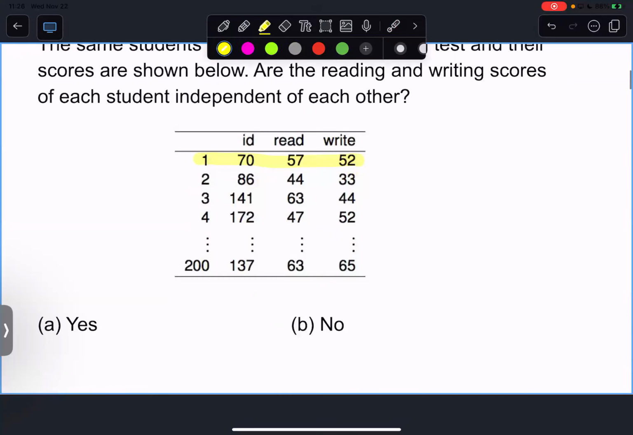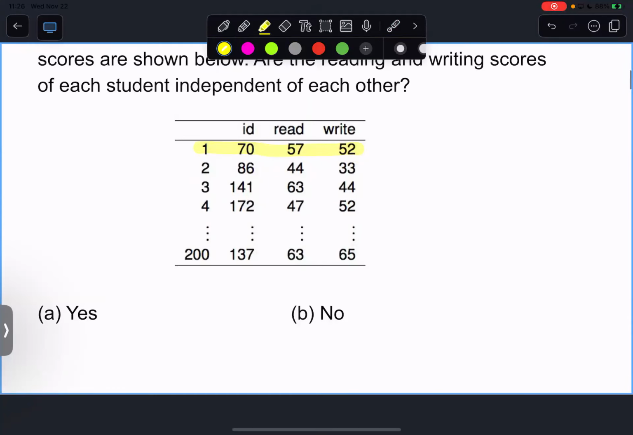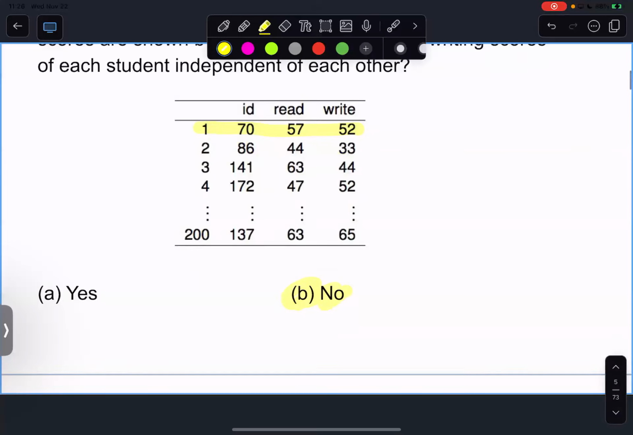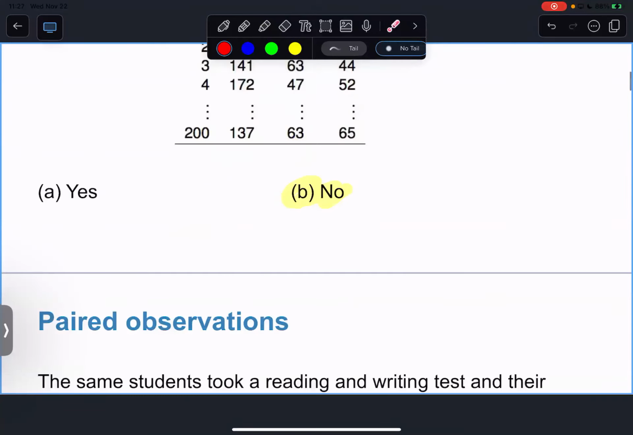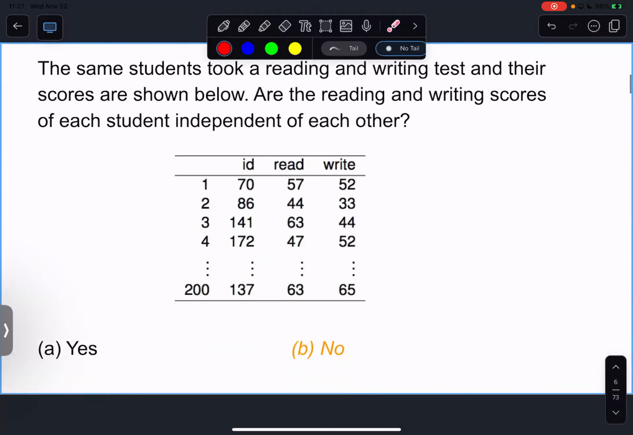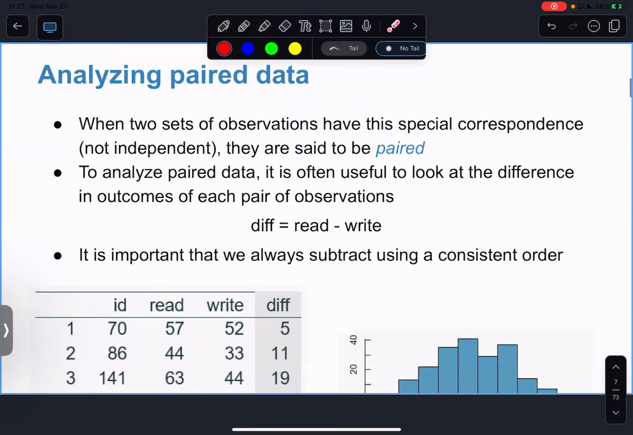And so are the reading and writing scores independent of each other? No, because they're measurements from the same student, right? It's not unreasonable to think that if your reading skills are high, then your writing skills are probably also high. If your reading skills are low, then your writing skills are probably also low. They go hand in hand. And so that's just the answer.